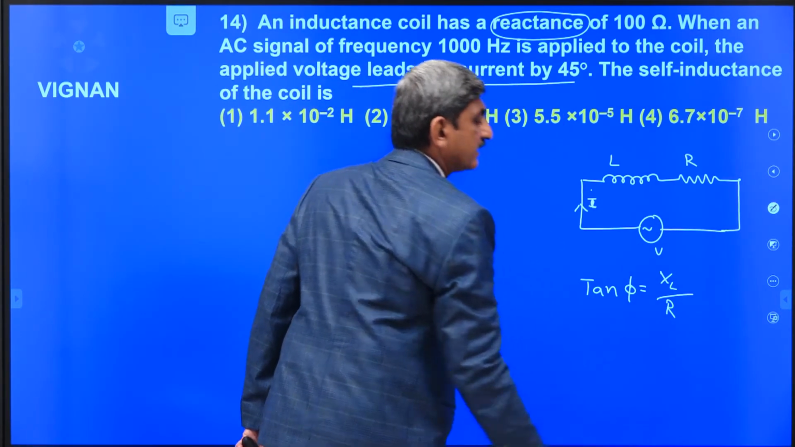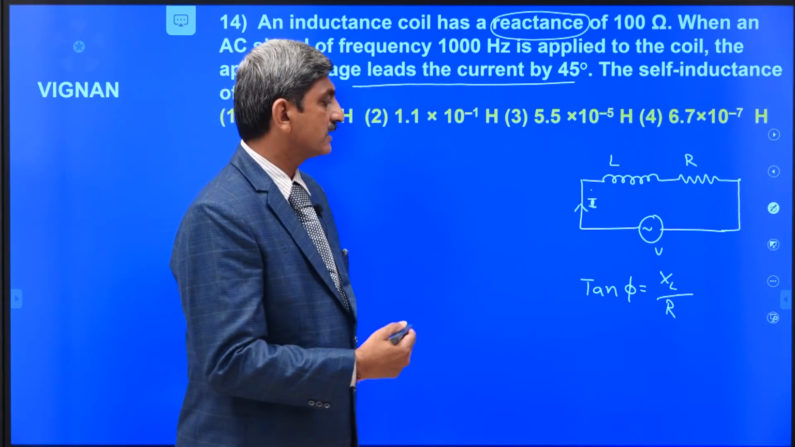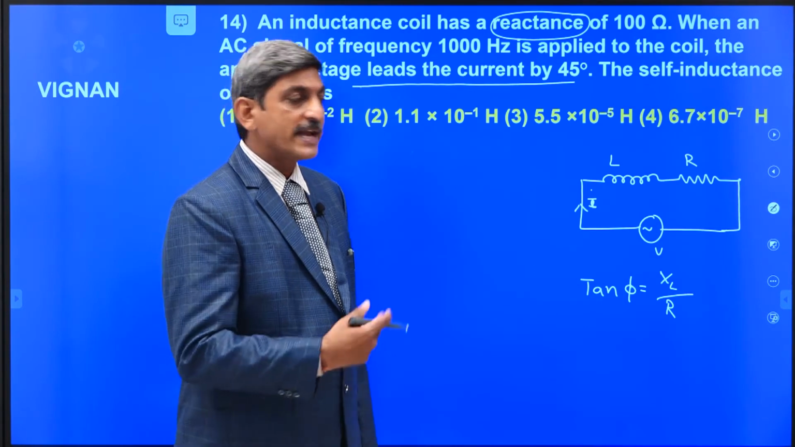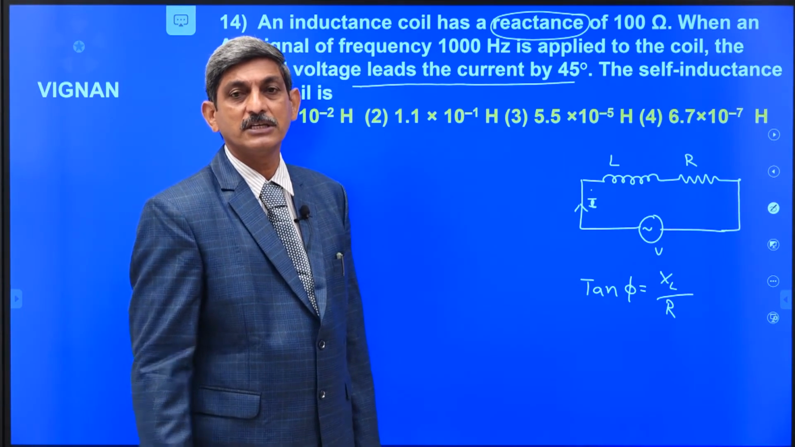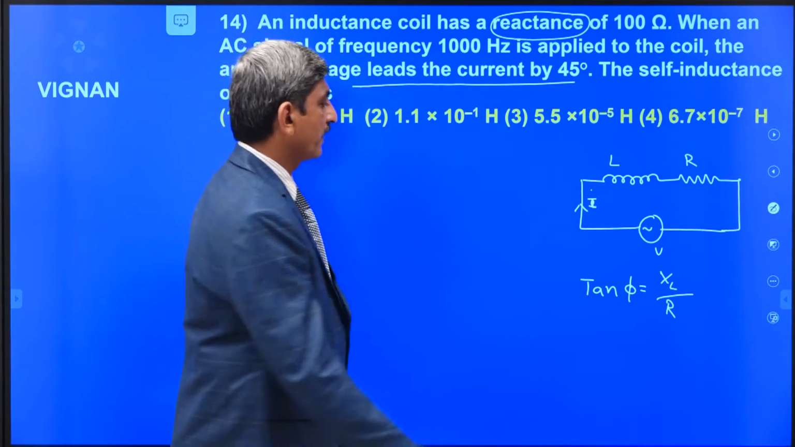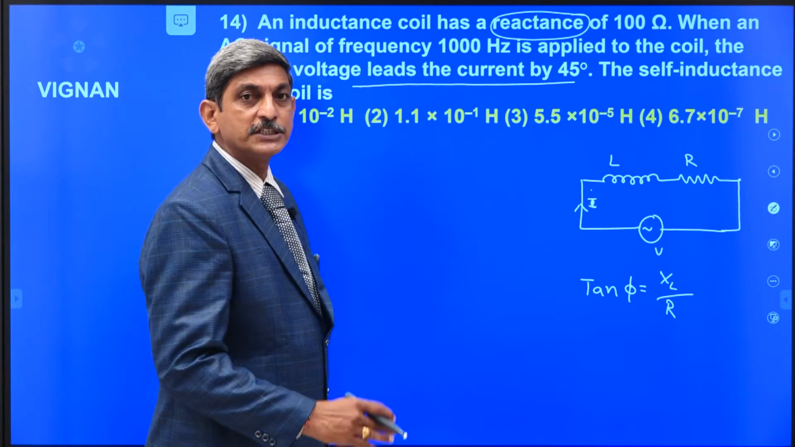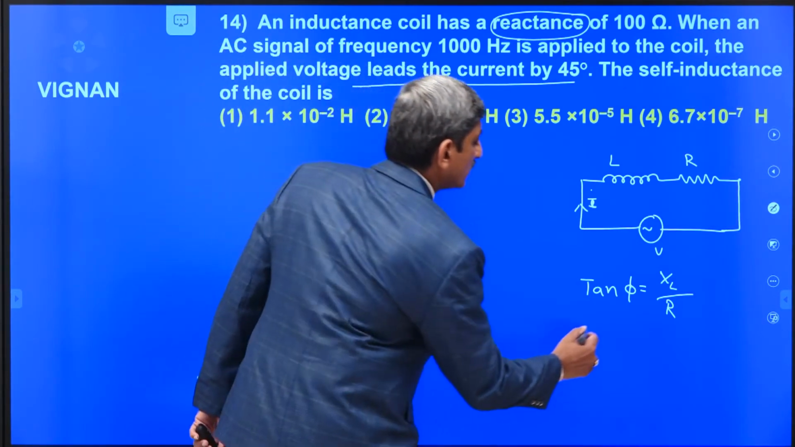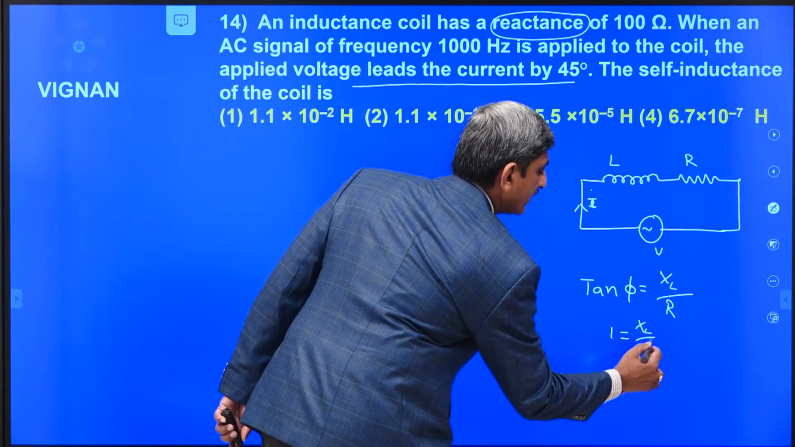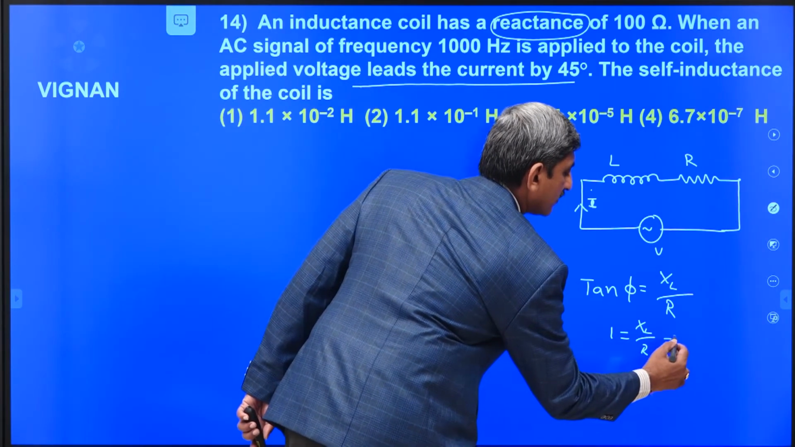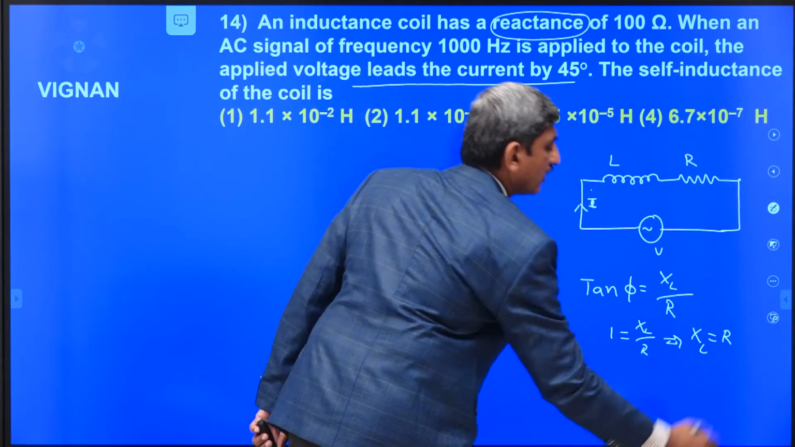Here the inductive reactance is XL and the resistance of the coil is R. So the reactance by the resistance will give you the tan of the phase difference between the voltage and the current. Here the phase difference is given as 45 degrees. We know that tan 45 is equal to 1. So 1 is equal to XL by R. From this we can write the inductive reactance XL is equal to R.